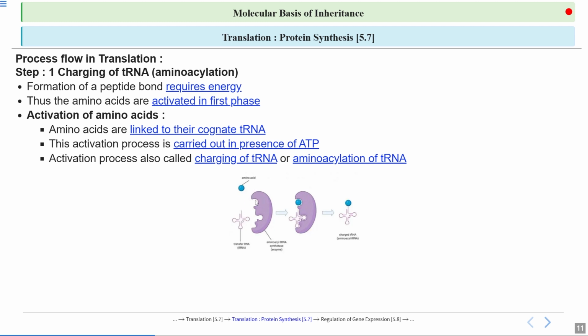So how is this process taking place, and what is this process called? It is called the aminoacylation or charging of tRNA. So what will happen? This aminoacyl tRNA synthetase, which is an enzyme, will help in attaching this amino acid to its respective, its cognate tRNA. And this whole structure is called aminoacylation of tRNA or charging of the tRNA.